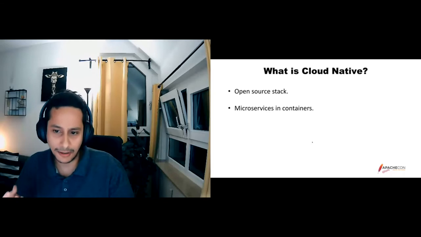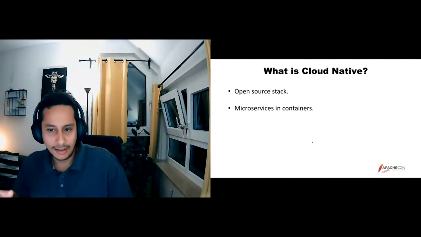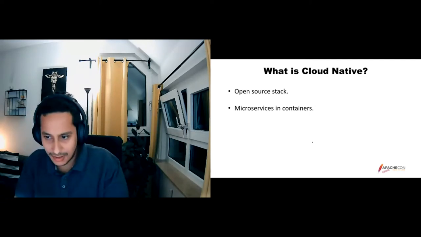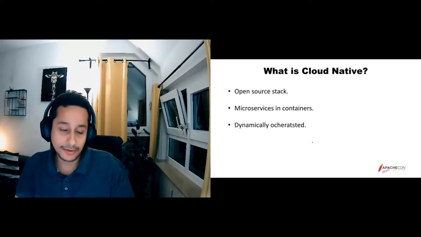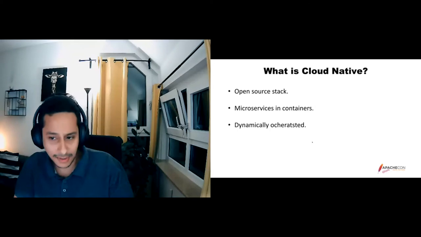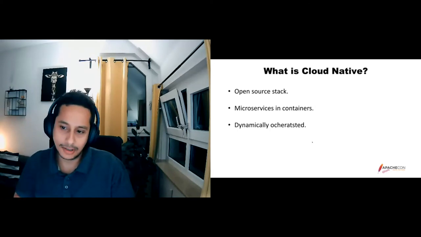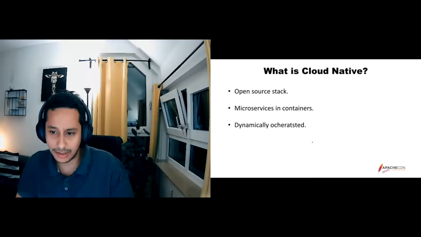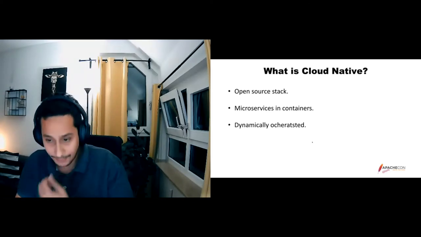They are also microservices. This is very important. They have microservices in containers. This is a bit different in paradigm from the monolith that we got used to. So they should be small services in small containers. And of course, they are dynamically orchestrated. That means that we shouldn't rely on one node. We shouldn't have to say we deploy this service on this node, or that service on that node. We have to rely on some sort of orchestration to do that for us. And this is very important for the cloud native world.